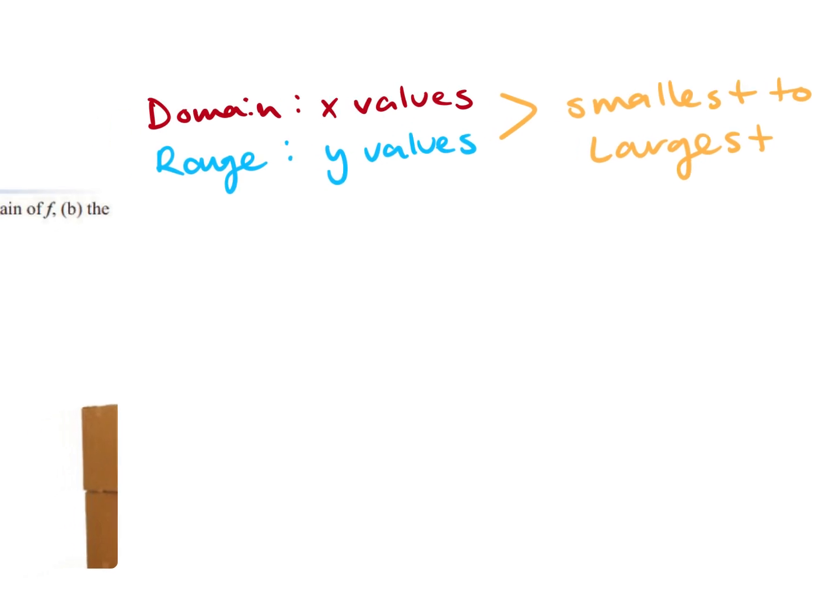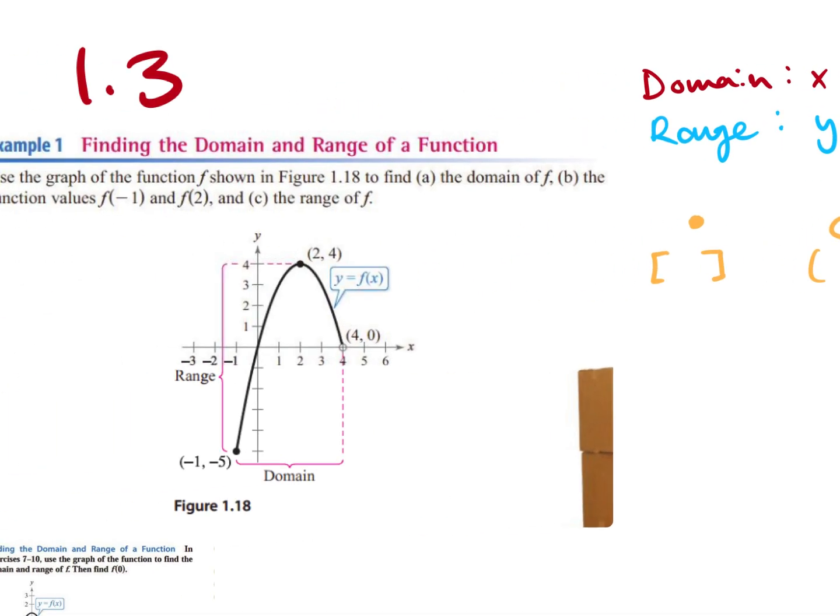And if it is a closed circle on the graph, we'd write our domain and range, or at that point, with brackets. If it's an open circle, we'd write it with parentheses. And if we're talking about infinity, whether it's negative infinity or positive infinity, it gets parentheses. So infinity always gets parentheses. So let's take a look at example 1.